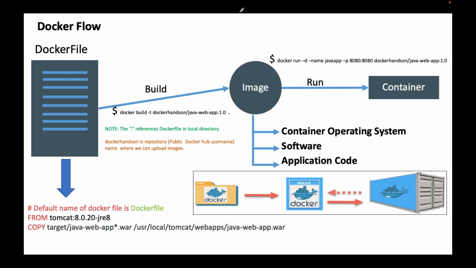With the help of a Dockerfile, what can I build? As I already told, using Docker, I can build, I can ship, and I can run my applications as containers. That is the definition we learned for Docker. So with the help of a Dockerfile, can I build a Docker image with whatever required software, whatever application code, with a bare minimal container operating system?